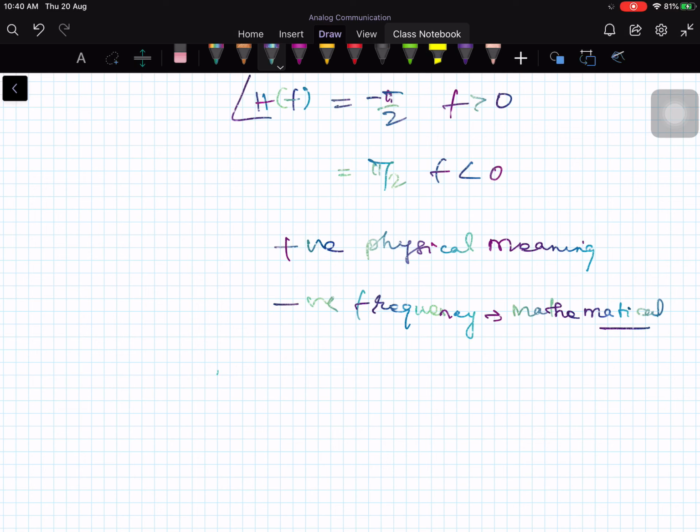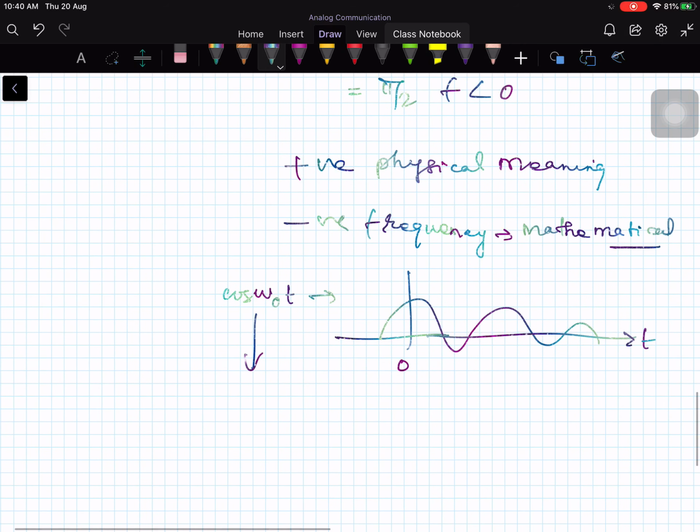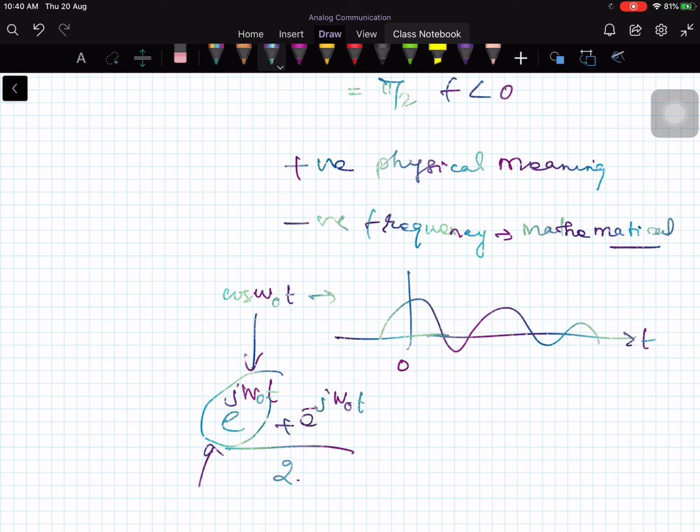For example, if you take cos omega naught t, it is a real signal, right? Now if you break this real signal in terms of complex exponentials, you have e to the j omega naught t plus e to the minus j omega naught t, divided by 2. Now look here: you have one component where the exponent is positive and here you have negative. So this plus and minus always occurs. It will not occur alone. So you cannot generate e to the minus j omega naught t alone or e to the plus j omega naught t alone. It always occurs in pairs.